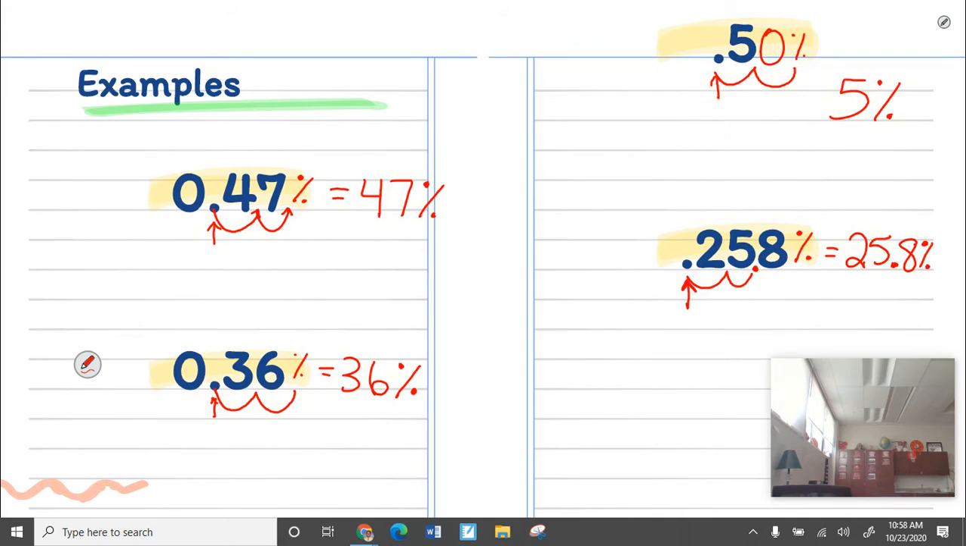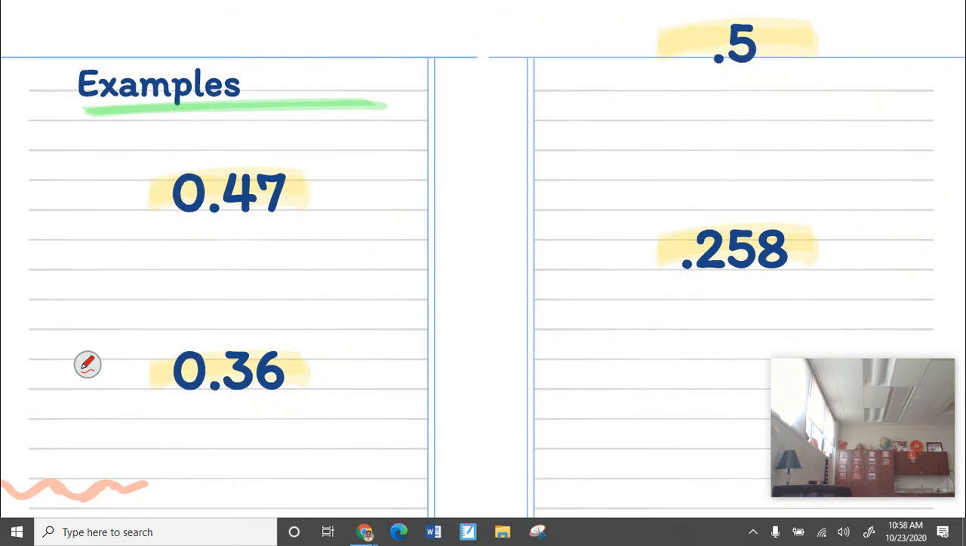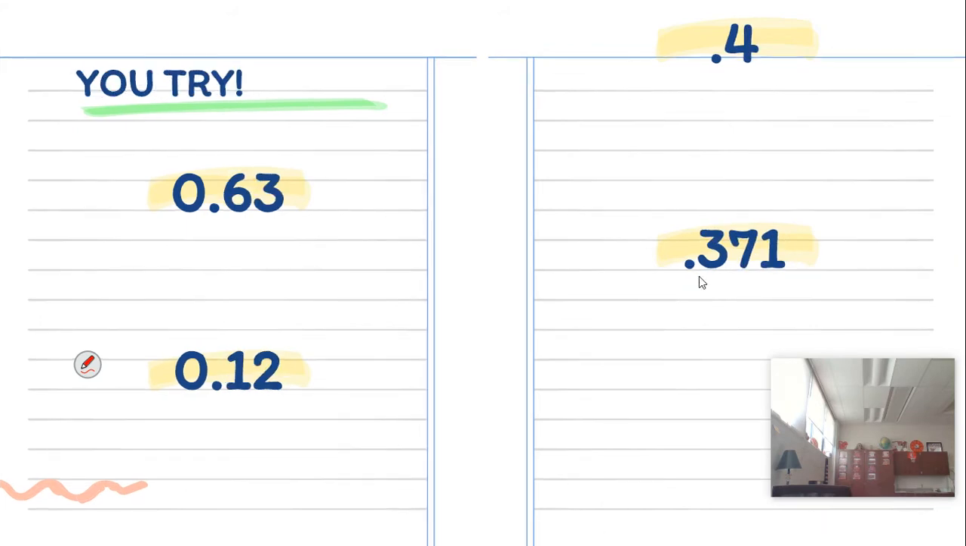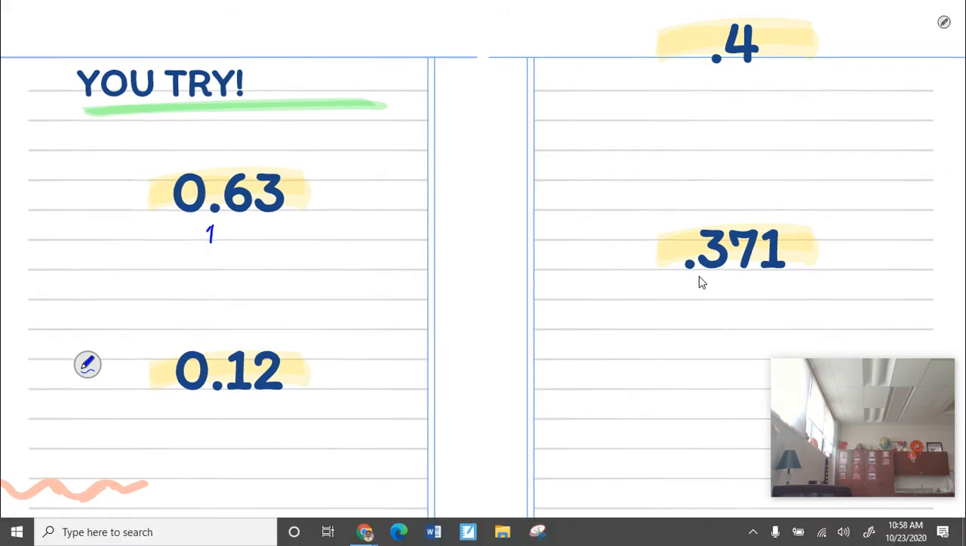On this next screen, you are going to try out 4 on your own. I'm going to give you a little time to answer it, and then I will go over it. So starting with the first one, try to convert 63 hundredths, or 0 and 63 hundredths, to a percent. If you did this correctly, you should have seen that the decimal point was right here. We're moving 2 spots to the right, 1, 2, adding our percent sign, so this is equal to 63%.